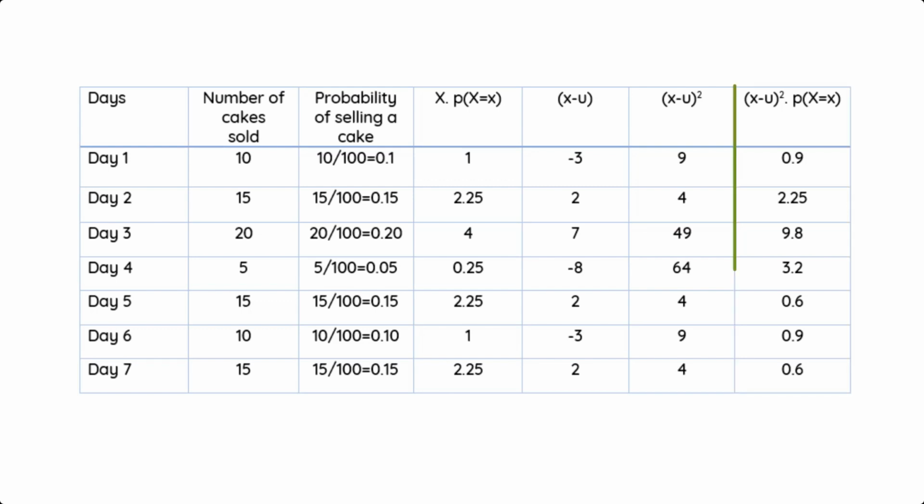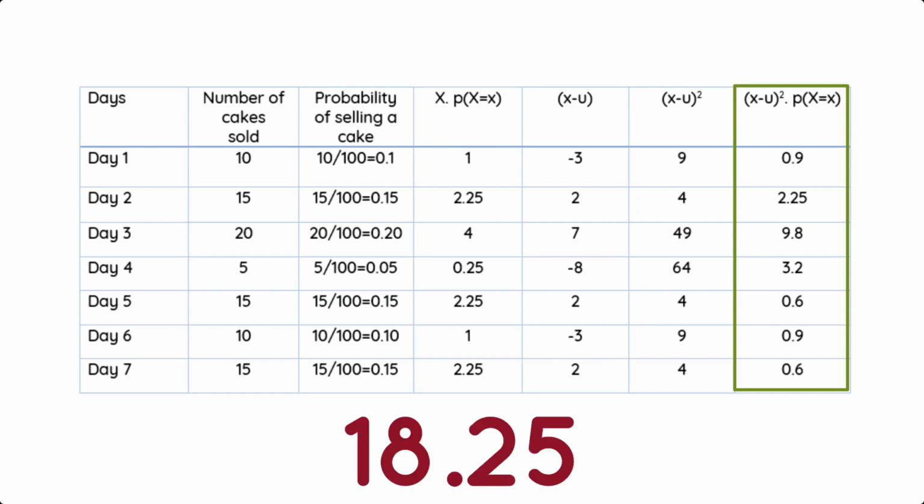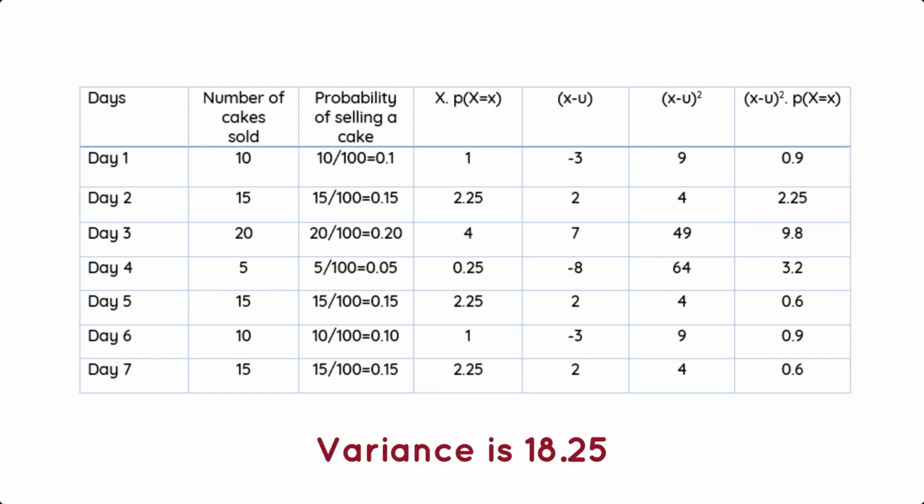So let's sum it up. 0.9 plus 2.25 plus 9.8 plus 3.2 plus 0.6 plus 0.9 plus 0.6, and that gives us 18.25. So that means the value of the variance of this discrete distribution is equal to 18.25.